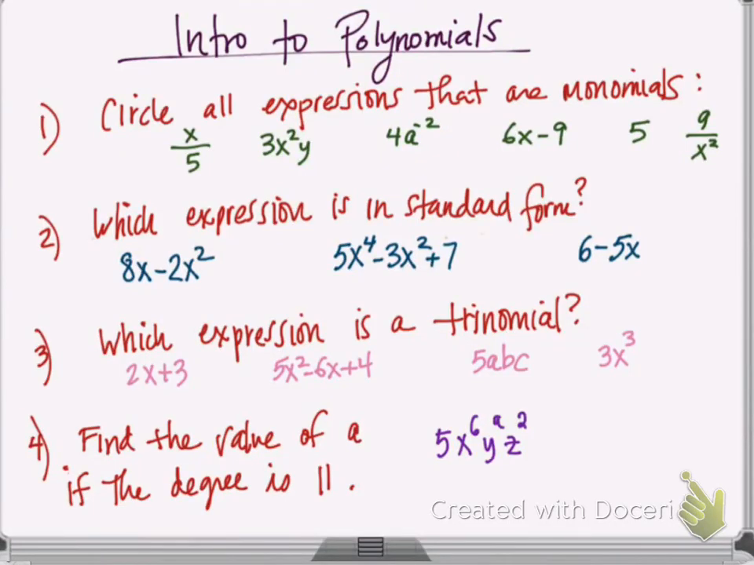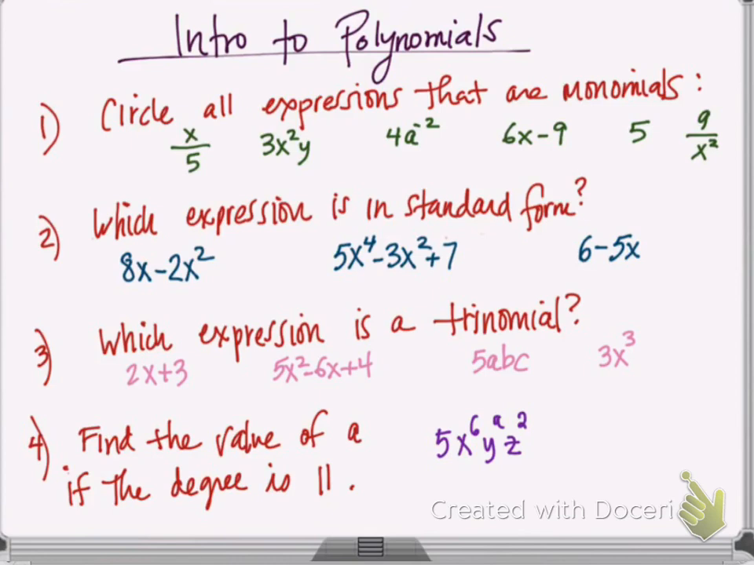So here we have a couple questions that refer to the introduction of polynomials, where you have to know how to name a polynomial according to the number of terms. You have to know what a polynomial is and isn't in general. You have to know how to rewrite a polynomial in standard form, and then how to find the degree of a polynomial. So for number one, we're circling all expressions that are monomials.